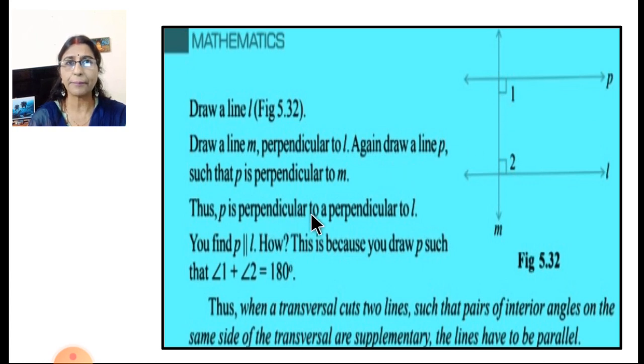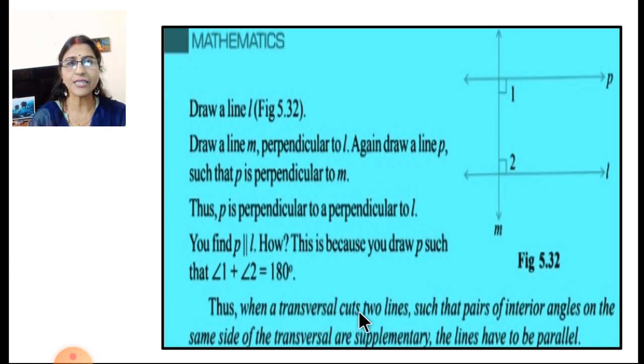So thus P is perpendicular to M, and M is perpendicular to L. Now you find P is parallel to L. How will we understand that P is parallel to L? This is because you draw P such that angle 1 plus angle 2 is equal to 180 degrees. As it is perpendicular, angle 1 is 90 degrees, and this one is also perpendicular on this line, so this is also forming 90 degrees. So angle 1 plus angle 2 is equal to 180 degrees.